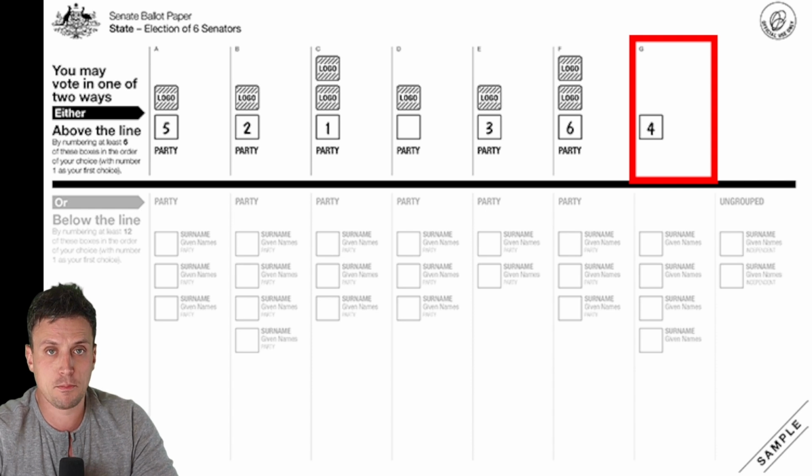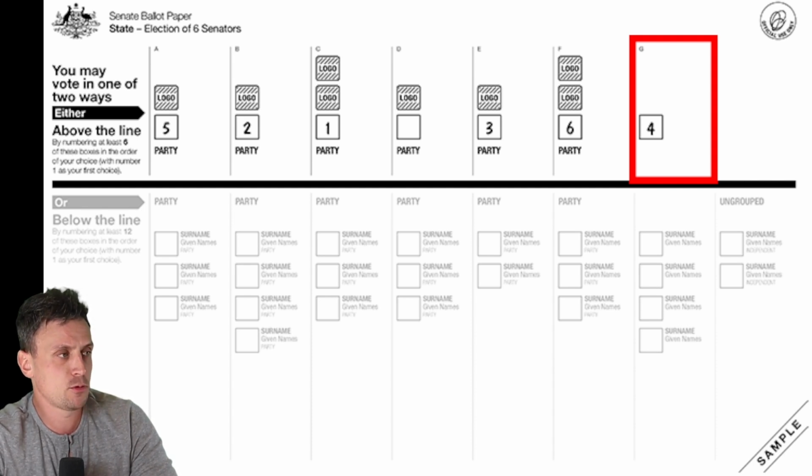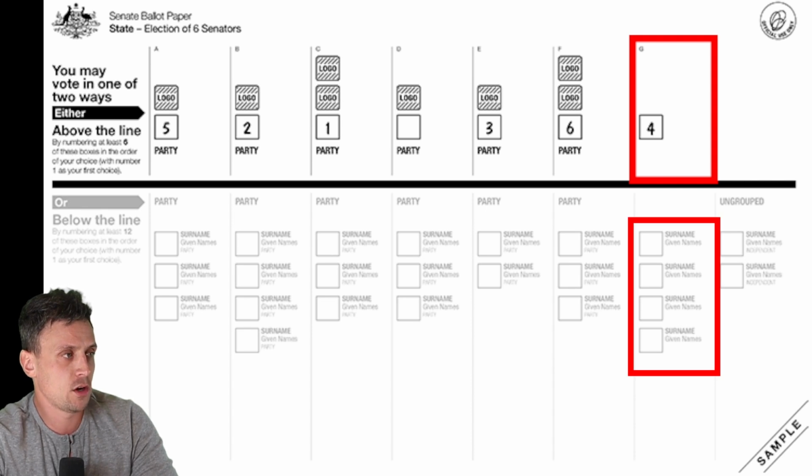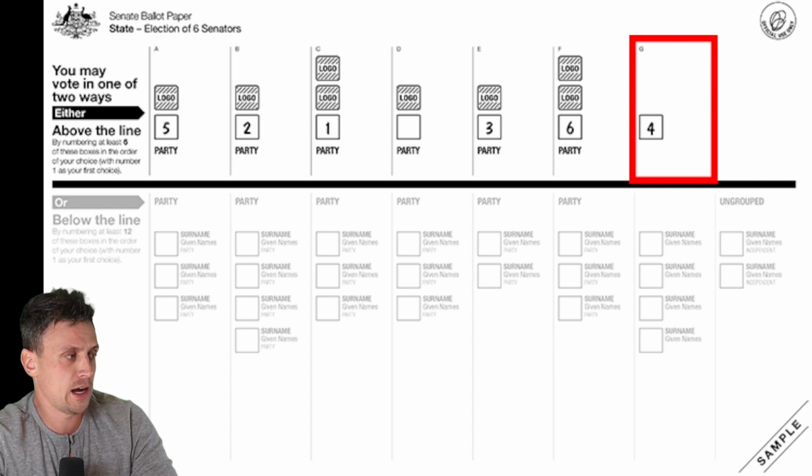That's right. You can put a number in this box, and by doing so, you'll be voting for a grouped independent team, and their names will appear below the line. So Group G here that you're looking at effectively represents a group of independents, and you will see their names printed below the line there.